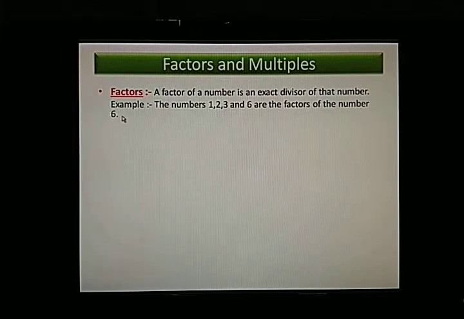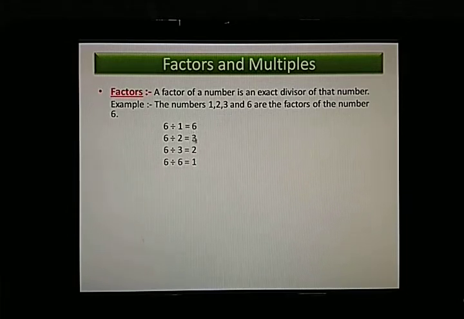Say we have a number 6. So these numbers 1, 2, 3 and 6 are the factors. Means these numbers can completely divide this 6. It will be more clear if we see this. If we divide the number 6 by 1, since 1 is a factor, it gives us 6. So it has divided. We got an answer. Similarly, if we divide 6 by 2, we get 3. So it has also divided it completely. Similarly, if 6 is divided by 3, we get 2. And if 6 is divided by 6, we get 1.